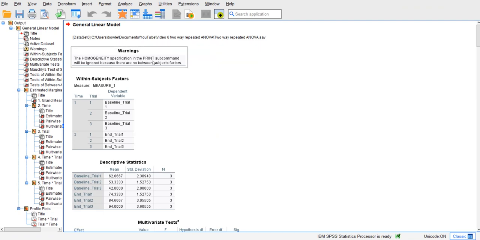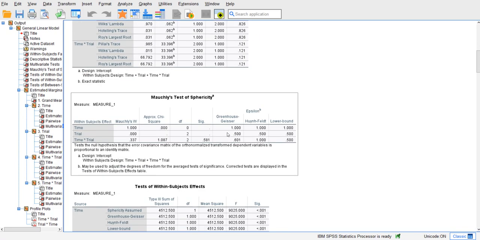Yeah, homogeneity test ignored because there are no between factors, fine. So if you want to look at the code, what these mean, time 1 means baseline. So when you see time 1, that means baseline. If you see time 2, that means end. And then if you see trial listed by 1, 2, 3, that means trial 1, 2, 3.